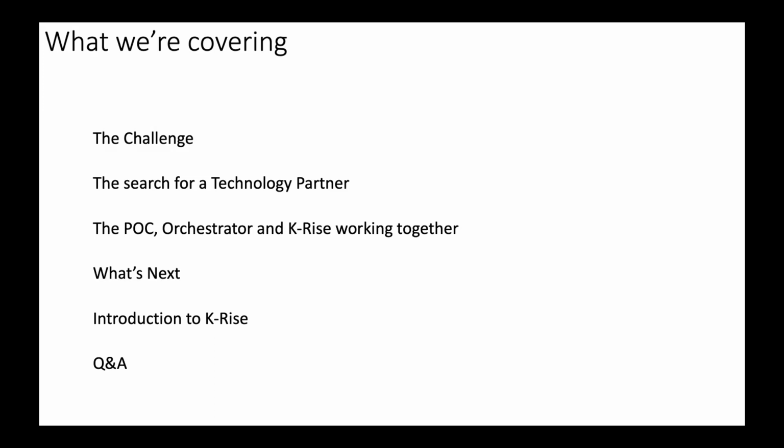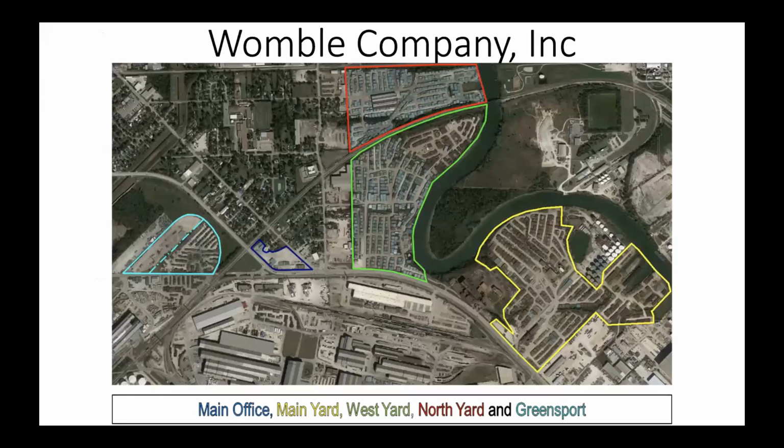Thanks, Grant. Thanks, everyone, for joining us today. A little bit about the Womble Company. Womble's a family-owned pipe coating company that's been around since 1972. We're housed on over 300 acres of outdoor storage, which includes our Sheffield main office, our main yard, our west yard, our north yard, and our Greensport shipping terminal location. We have 3 other locations, one at Kelly Street off of 610 in Houston, and we have one at Highway 90 and one at Sheldon Road.